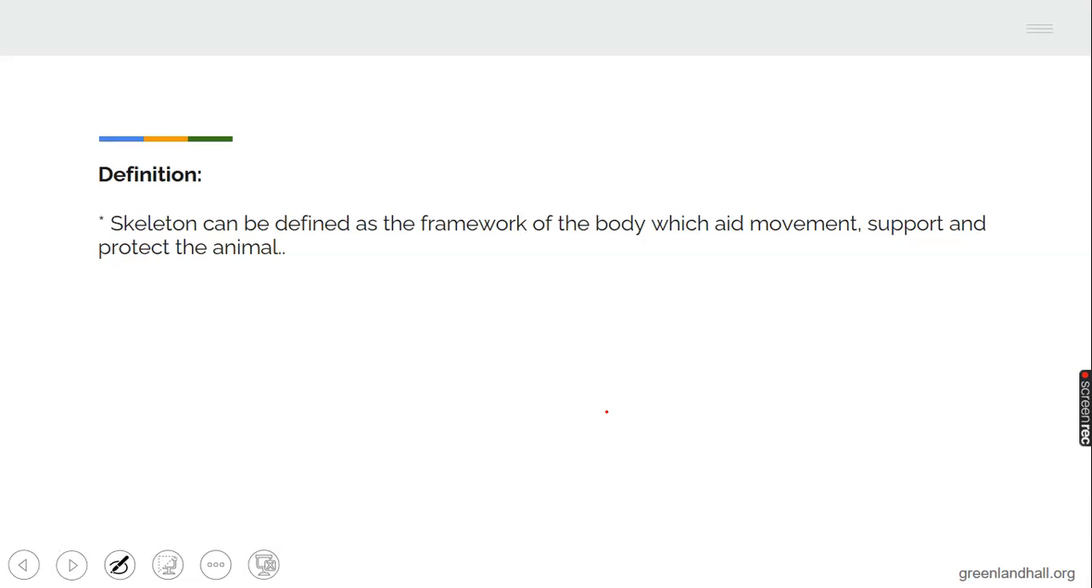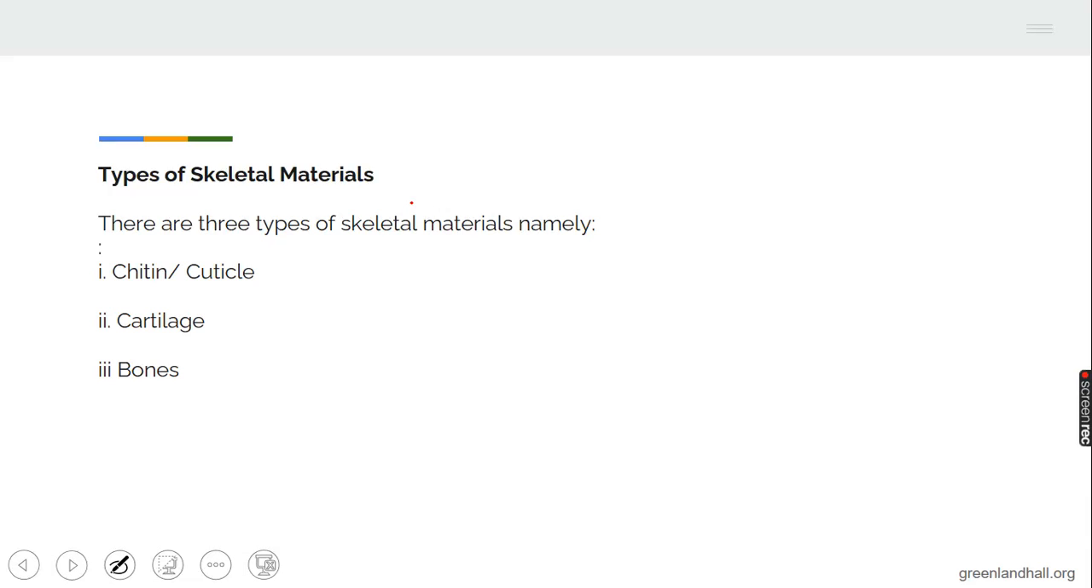Definition. What is skeleton? Skeleton can be defined as the framework of the body that aids movement, support, and protects the animal. We want to look at the skeletal materials. That means those materials that constitute the skeleton, that skeletons are made of.